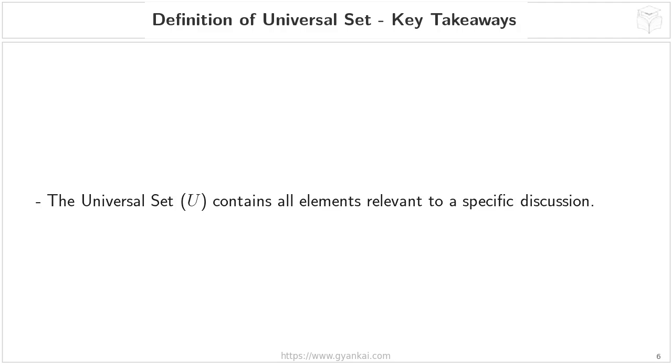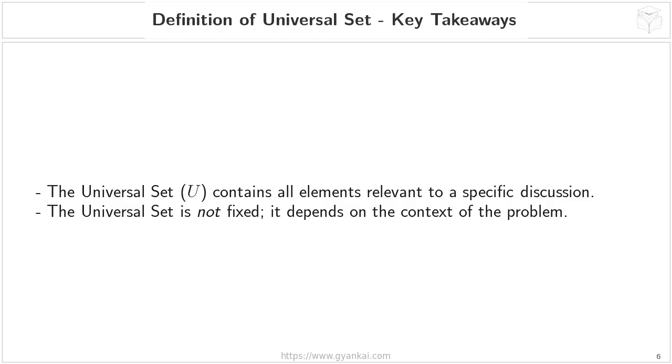Definition of universal set key takeaways. Let's recap everything we've learned about the universal set with these key takeaways. First point, the universal set, which we denote with a capital U, contains all the elements that are relevant to a specific discussion. Remember from our earlier examples, when we were talking about numbers 1 to 10, those numbers were the relevant elements. And when we talked about vowels, those were the relevant elements. So, U holds everything we're currently focusing on.